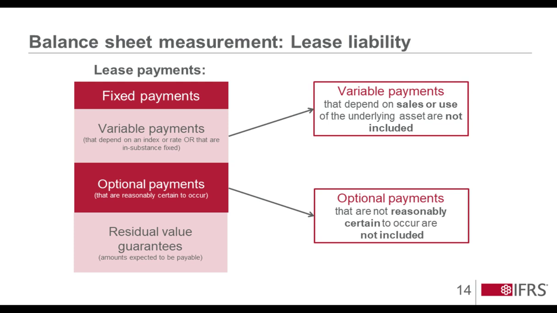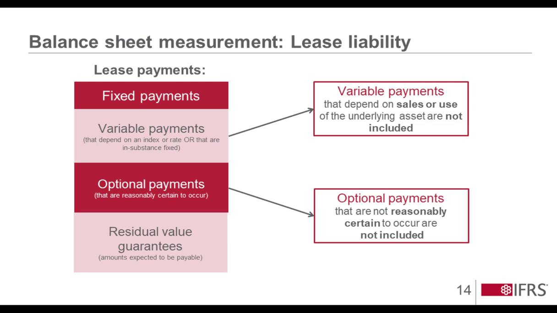Now, discount rate is one part of the lease liability measurement. The other is exactly which payments should be included at all. The general principle applied under IFRS 16 is that the amount of the lease liability should reflect those payments that are unavoidable for the lessee. So first, all fixed lease payments are included. And that includes, for example, any inflation-linked payments, because those are unavoidable and do not depend on any future activity of the lessee.